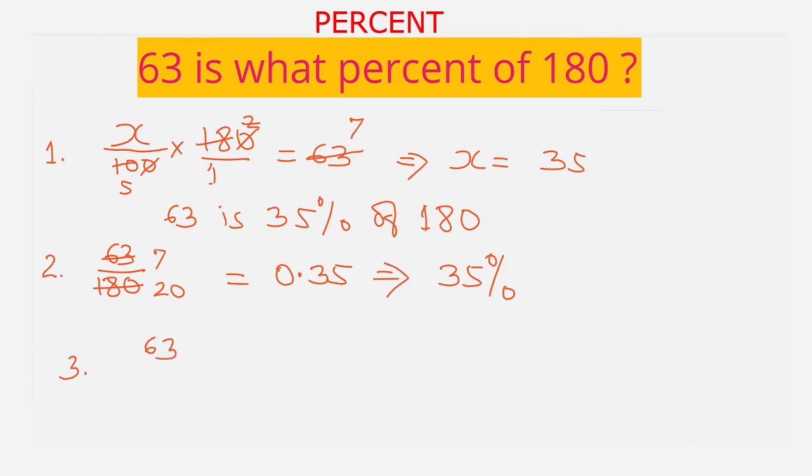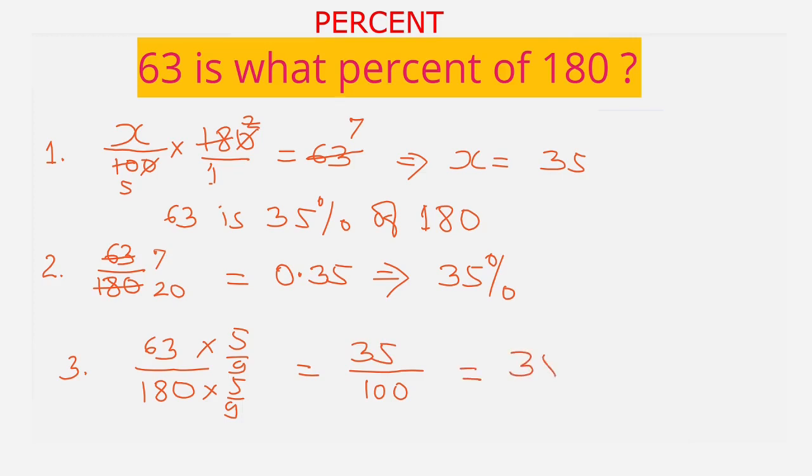63 is part of 180. We have to make the denominator 100 without changing the value of this fraction 63 over 180. So we multiply numerator and denominator by 5 over 9. 9 divides 180 for 20 times and 20 times 5 is 100. So denominator becomes 100. Similarly, 9 divides 63 for 7 times and 7 times 5 is 35. So this becomes 35 over 100, and 35 over 100 is nothing else but 35%.